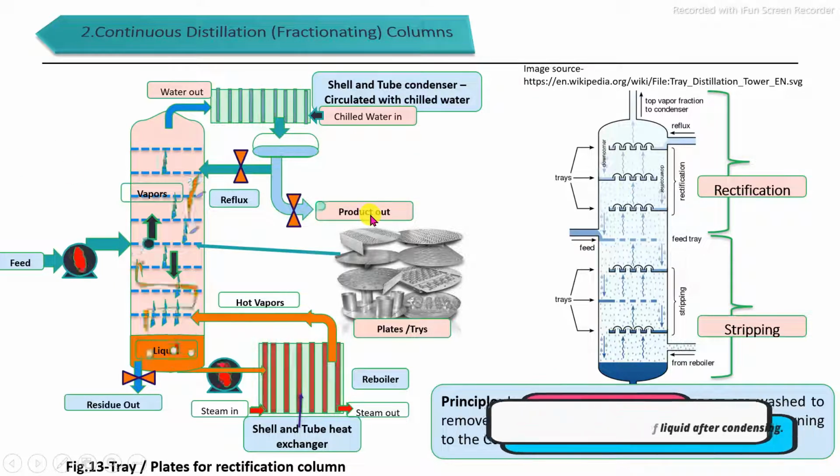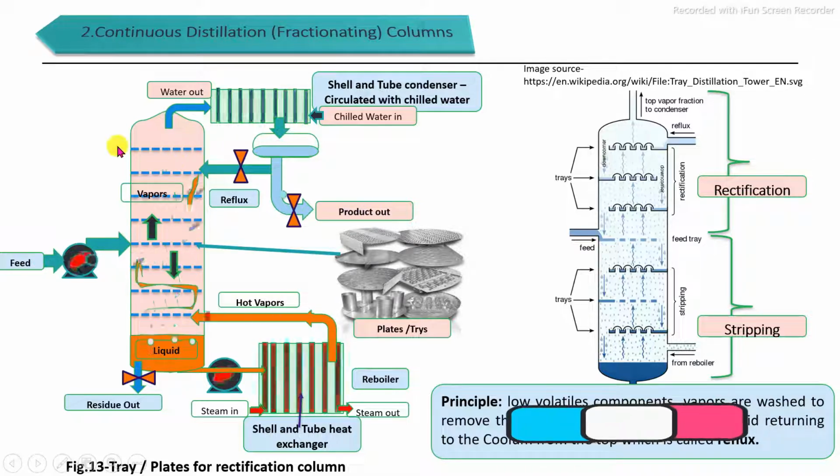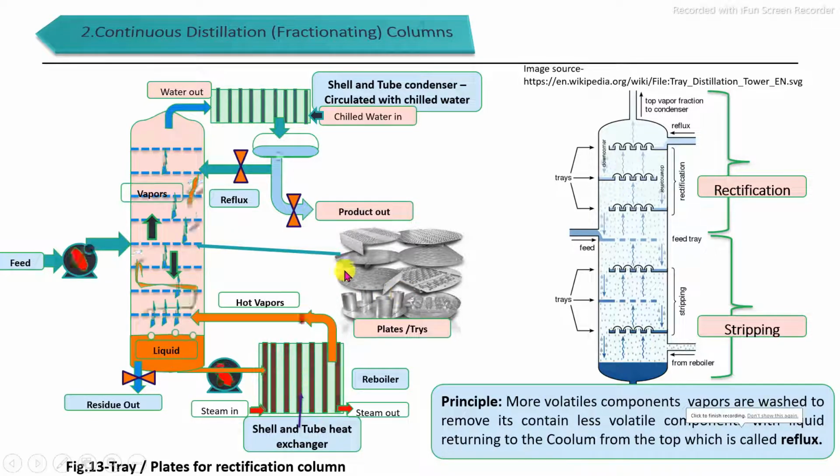The basic principle in the fractional distillation process is that the column is internally provided with a number of trays, also called plates, in which different types of plates and trays are used. The basic purpose of the trays and plates is to provide more surface area. The second principle is that a reflux system is provided. Reflux means some part of the condensed product is returned into the fractional column.